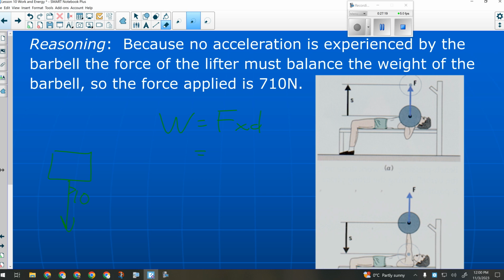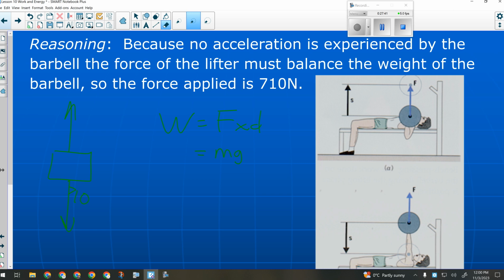Force of gravity. Okay, how do I calculate the force of gravity? Weight times... not weight, mass times 9.81. Mass. Okay. So these two forces are the same, right? When I push the barbell up, I use the same amount of force as its weight.